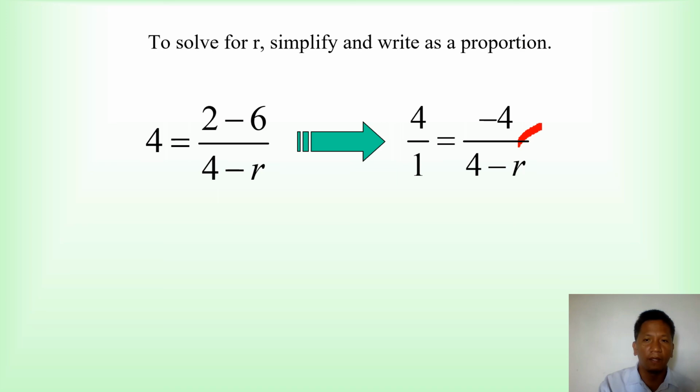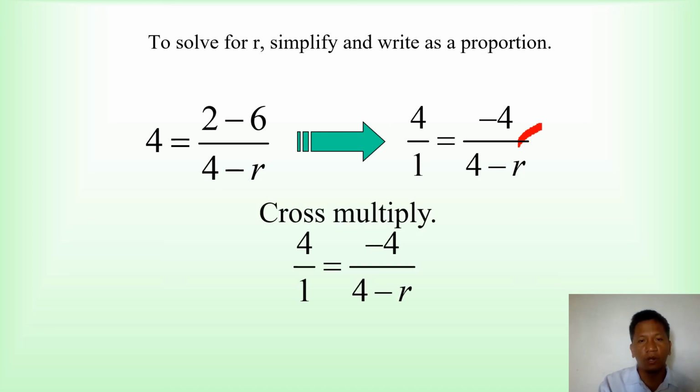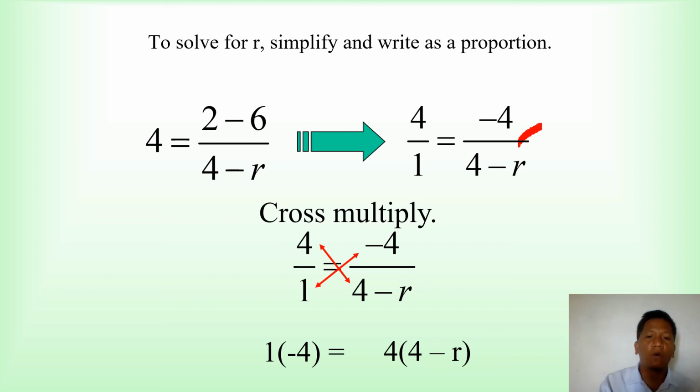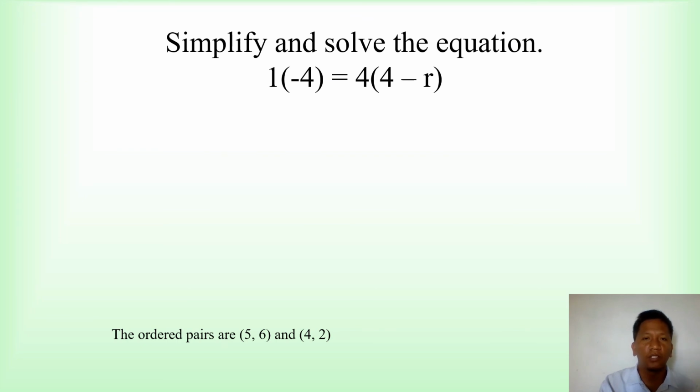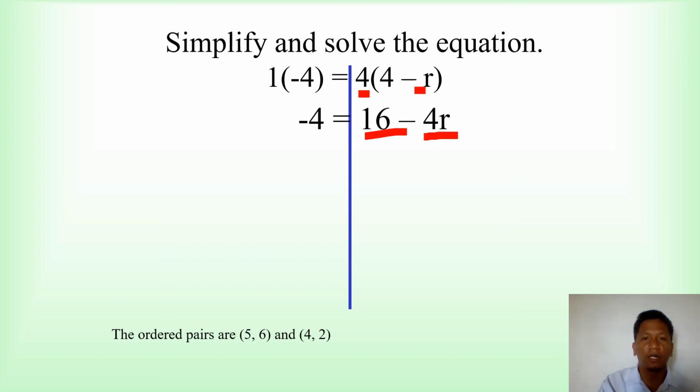Did you get it? Then next, let's do cross multiplication. Magka-cross multiply tayo. So 1 times -4, then 4 times the quantity 4 minus r. Okay, simplify na natin siya. So we have 1 times -4 is equal to 4 times the quantity 4 minus r. So 1 times -4 is -4. 4 times 4 is 16. 4 times -r is -4r.